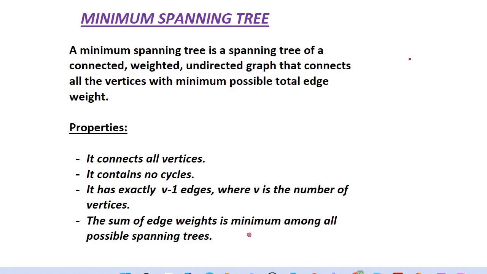And the fourth property is the sum of edge weights is minimum among all the possible spanning trees. So from the graph, we can construct n number of possible spanning trees. Out of these, we have to consider which is giving the least weight. Let us see points 3 and 1.